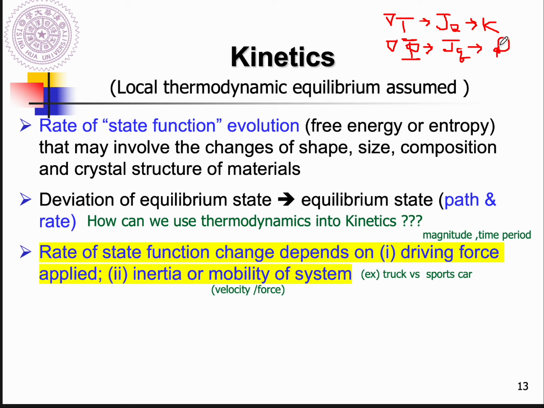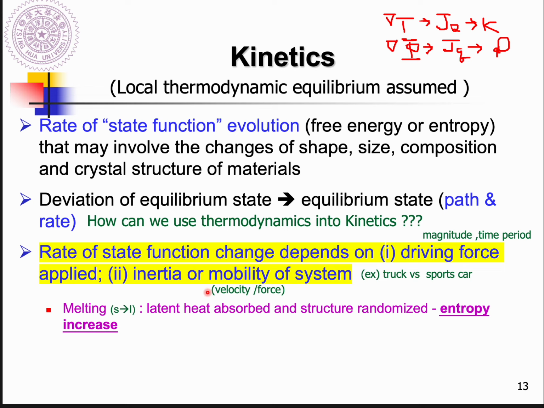Right? Okay, so let's move forward. So now I hope you already have some idea about this. In order to describe whether this kinetic process happens faster or slower, you need to consider two parameters: driving force and inertia of the system. So now I'm going to give you three different examples, and I hope you can quickly find out the driving force or inertia of the system.